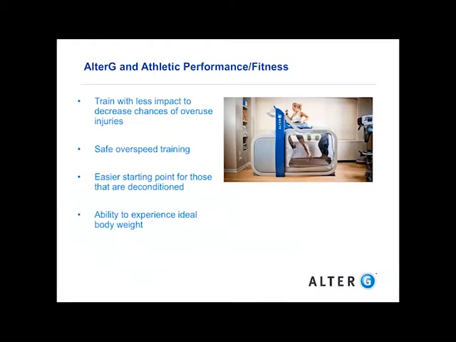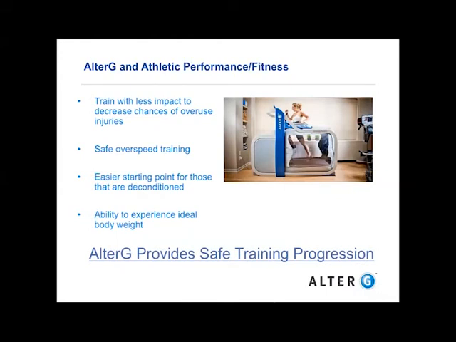And then for those who are trying to lose weight, it gives them the opportunity to see what things would feel like at their ideal body weight. So if you're 200 pounds and you want to get to 180, you just see what it's like at 90% body weight. Or if you want to get yourself down to 170 or 160, you just go to the corresponding body weight and you can see what it feels like on your lower extremity joints. You can see what it's like to run at that body weight and how much easier it is. So the AlterG can provide safe training progression for a variety of patients.